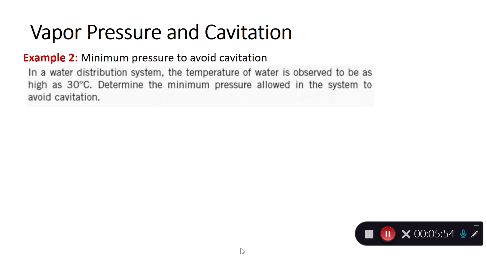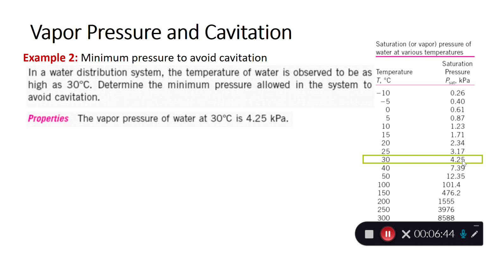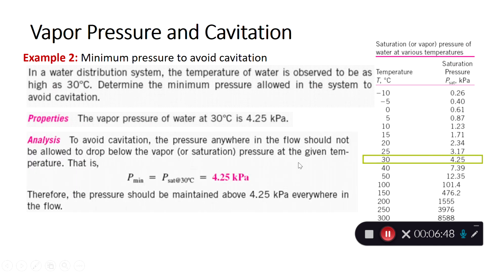Now, to understand it further, you can run through this example. Please remember that all these slides are also provided in PowerPoint format, not just in video, so you can always view them at your own pace. Let's quickly go through this. In a water distribution system, the temperature of water is observed to be as high as 30 degrees. Determine the minimum pressure allowed to avoid cavitation. How to avoid cavitation? The pressure that determines this is the PSAT at that temperature. At 30 degrees, we find that the PSAT is 4.25 kPa. So in order to avoid cavitation, we must have a working pressure higher than 4.25 kPa.